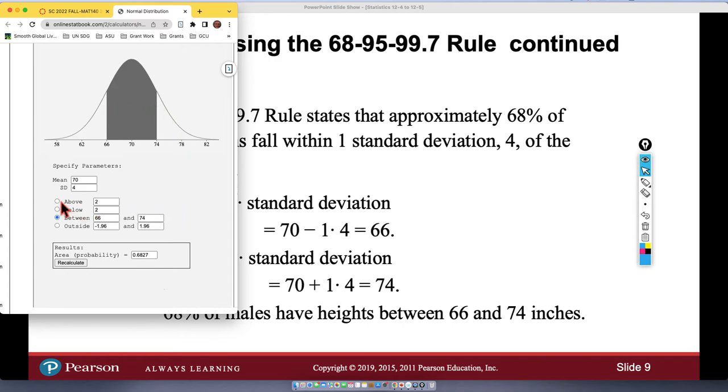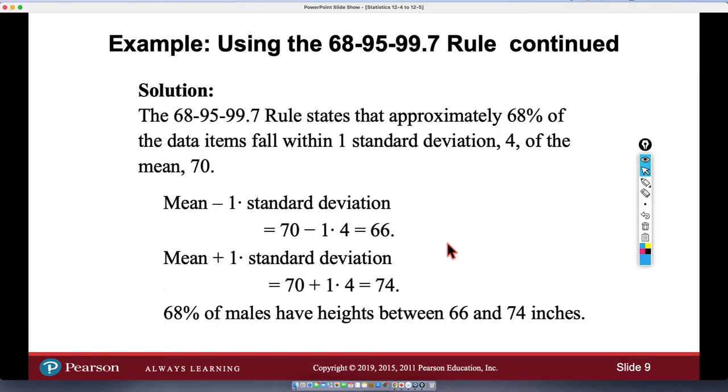You can also use this to get above. So if you want to find what percentage of people are taller than 74 inches, say, you could do that, and it gives you that, and you kind of see from the graph itself what you're getting. Okay, 15%, almost 16. So you can use it that way.